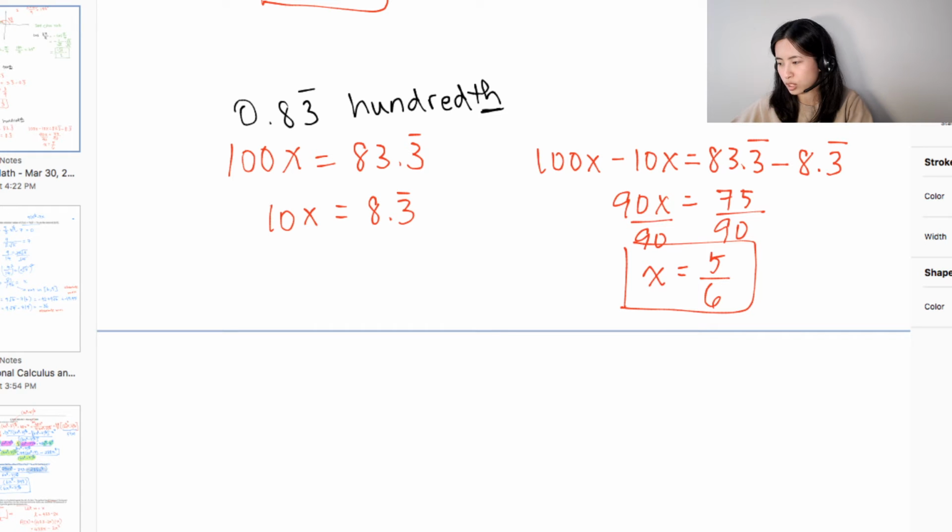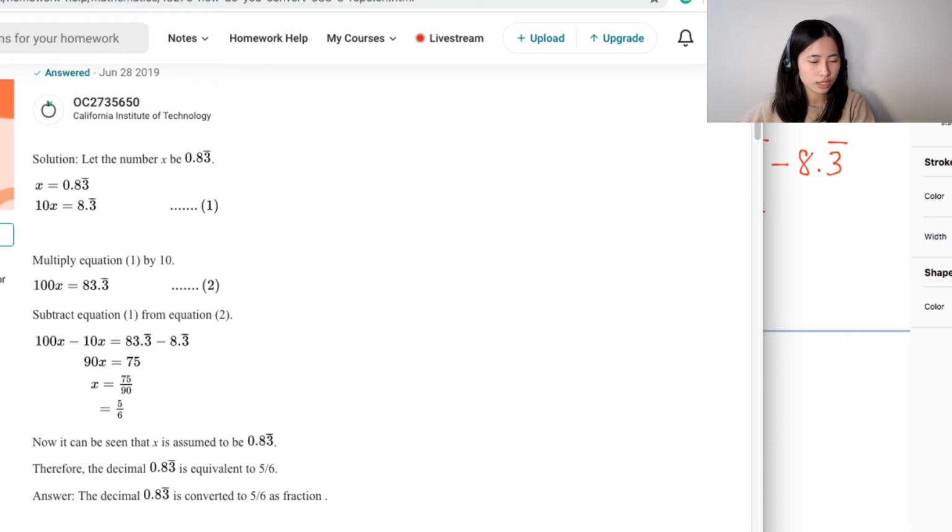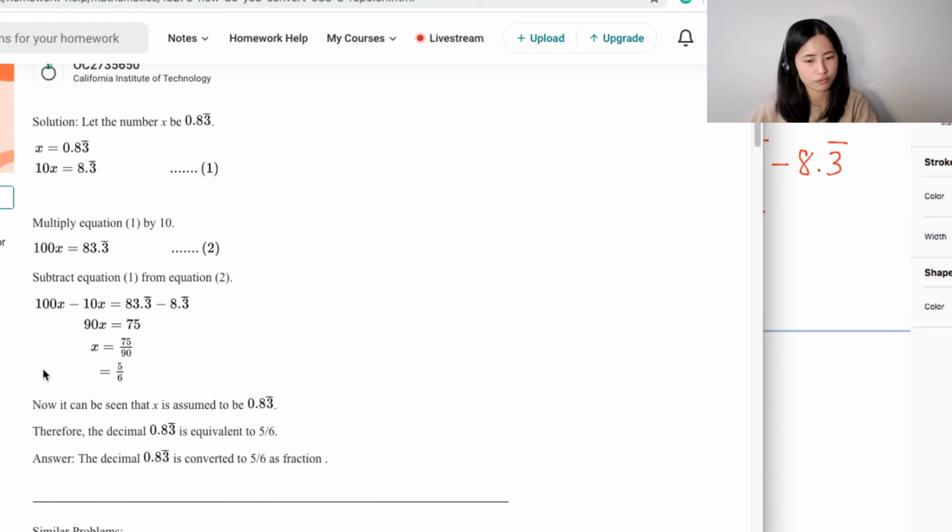Okay, let's go back to the question and see what they wrote. They took 10x and you have 8.3, which is right, which is 5 over 6. So exactly the same answer and solution as mine. But again, I would appreciate it if they would explain and elaborate more as to why we're using 10x as opposed to just x. Again, we wanted to get rid of that repeating number at the end, so we can express that as a fraction.